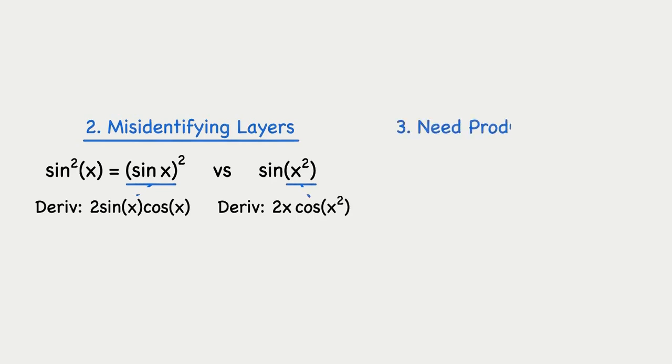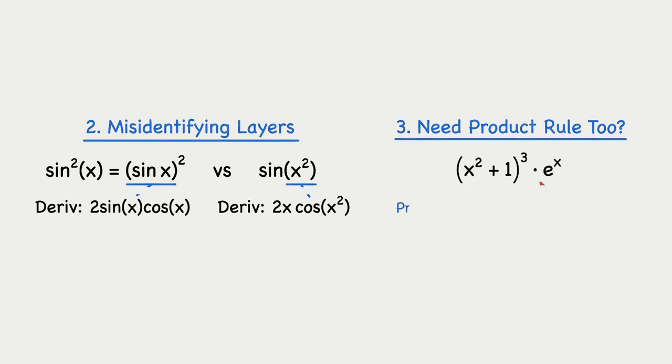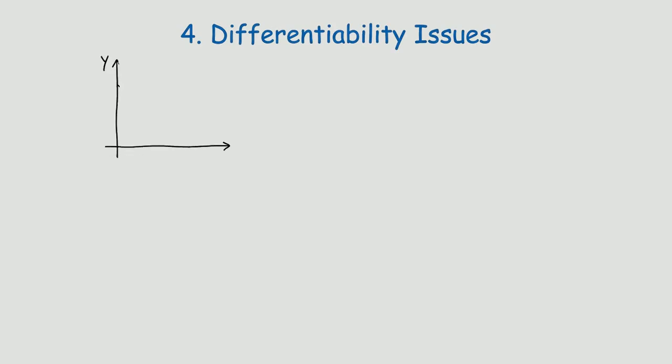Third, using the chain rule when you also need the product rule. If you have something like (x squared plus 1) to the third times e to the x, you need the product rule, and within that, the chain rule for (x squared plus 1) to the third. Fourth, applying the chain rule at points where the function isn't differentiable. For example, if g of x equals 0 and f has a sharp corner at 0, then f of g of x might not be differentiable at that x.